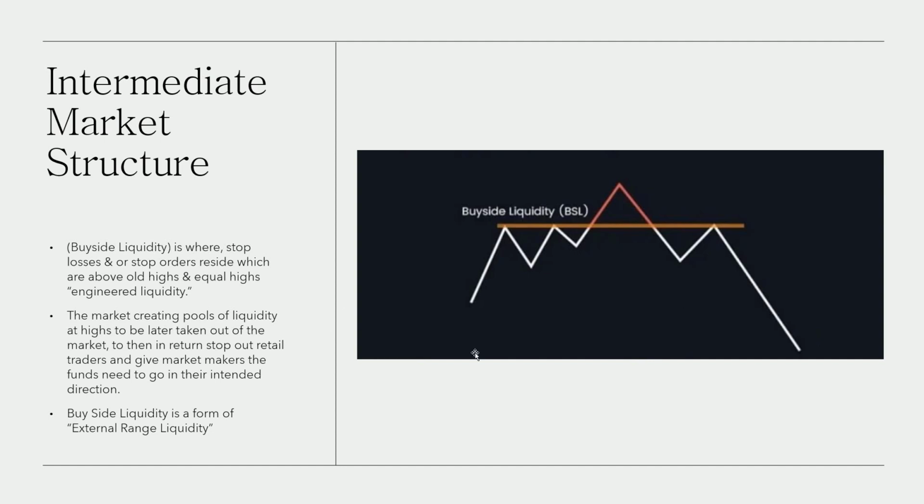So again, buy-side liquidity is above old highs or equal highs, and the market algorithm and market makers use this as an opportunity to stop out retail traders. Okay.